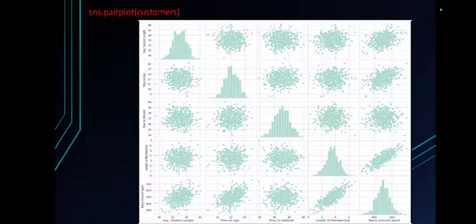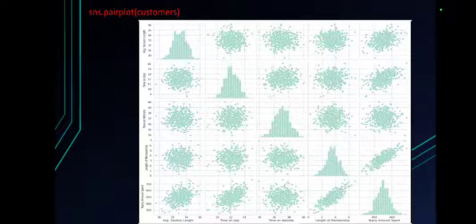But for deeper understanding, we need to have a pair plot about the customers, time spent, and all the variables we have used. It's a big plot, but it tells us about the relationships. You can see most of them are scattered or centered, but the one on the bottom right, the length of membership versus yearly amount spent, shows some trend. We can use this one for our regression model.